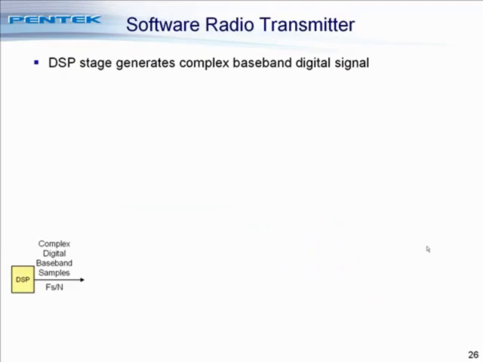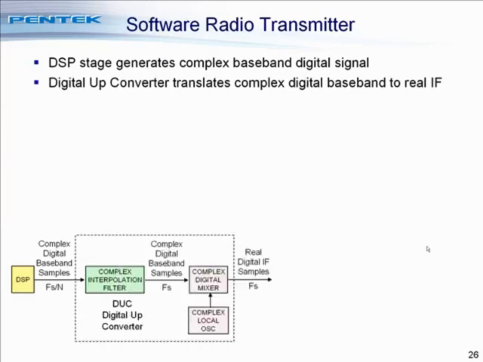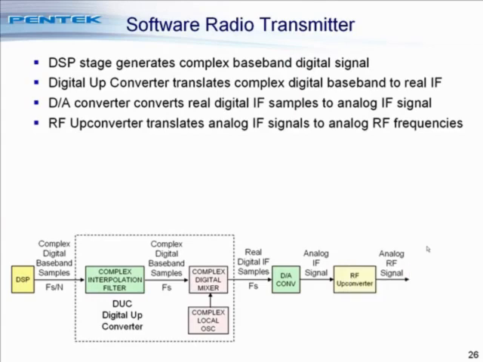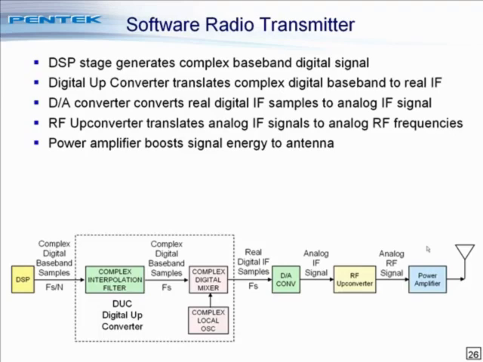Going back to the software radio transmitter block diagram just to review, again, the DSP, or the signal source, delivers complex digital baseband samples which are fed through the digital upconverter to produce digital IF samples, using the interpolation filter to boost the sampling rate up to Fs, and then the complex mixer and local oscillator to do the translation up to the IF frequency. The D to A converter produces an analog IF signal. It's upconverted further to the antenna frequency and then finally delivered out through the power amplifier to the antenna.